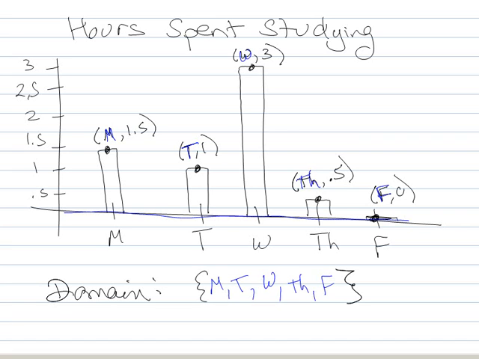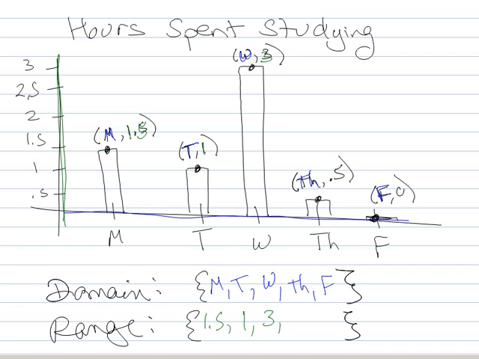Now, for the range, remember the range is all the y values, anything that's in a y position. So anything that comes up along this side, anything that's in the y position of that coordinate pair: 1.5, 1, 3, 0.5, and 0. It doesn't really matter if we list these in order because we're just listing them. We don't really care what specific order we put them in. We just care that somewhere along the way we've listed all the elements.